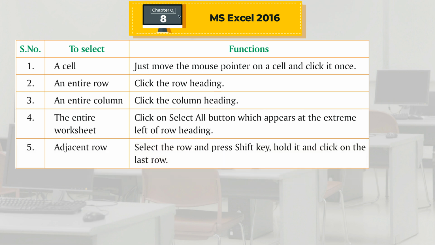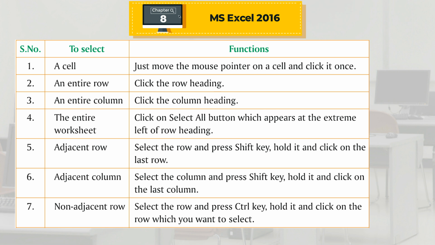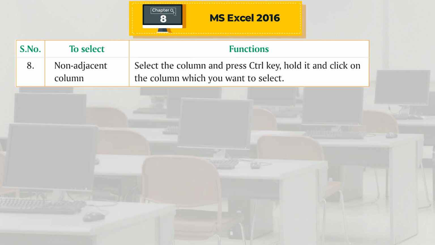5. Adjacent row. Select the row and press Shift key. Hold it and click on the last row. 6. Adjacent column. Select the column and press Shift key. Hold it and click on the last column. 7. Non-adjacent row. Select the row and press Ctrl key, hold it and click on the row which you want to select. 8. Non-adjacent column. Select the column and press Ctrl key, hold it and click on the column which you want to select.